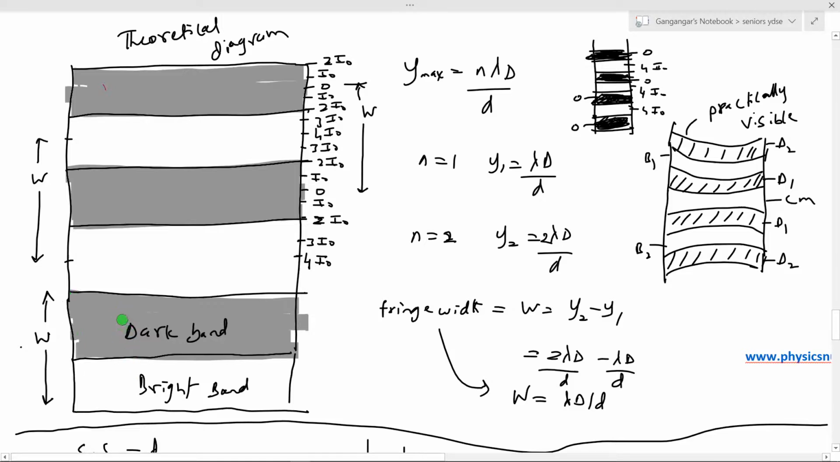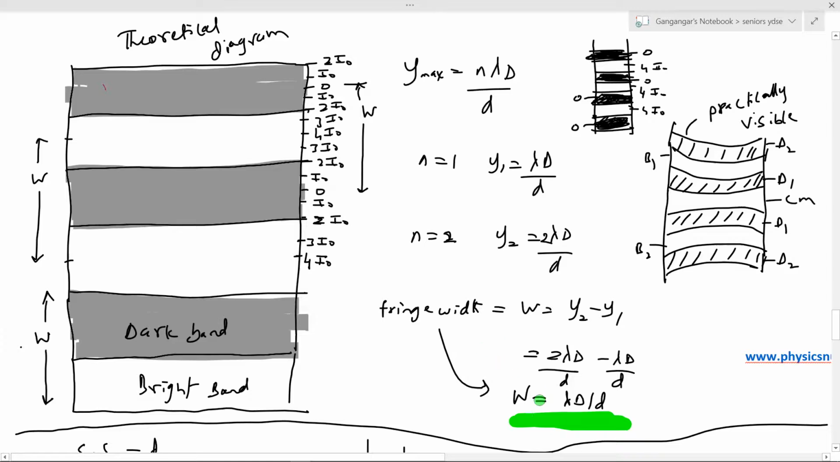But in the lab, what will happen? I should measure from the center of the bright band to the center of the next bright band, or the center of the dark band to the next center of dark band, as one fringe width. On paper, for calculation purposes, one fringe means one bright and one dark band. The width of that should be equal to one fringe width here. How to calculate that fringe width? We know y max equals n lambda D by d. Put n equal to 1, put n equal to 2. Take the difference, y2 minus y1, solve it, and we'll get the expression for fringe width.